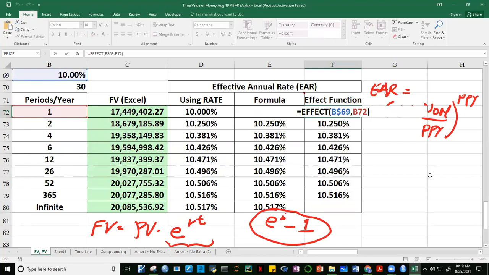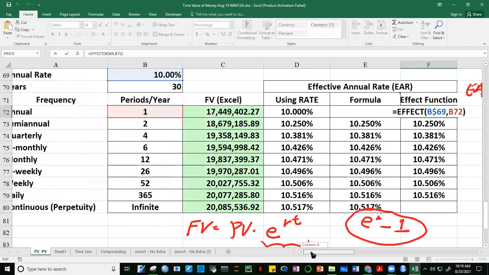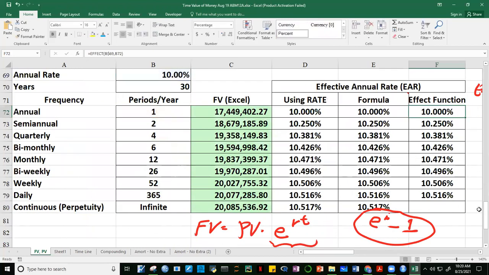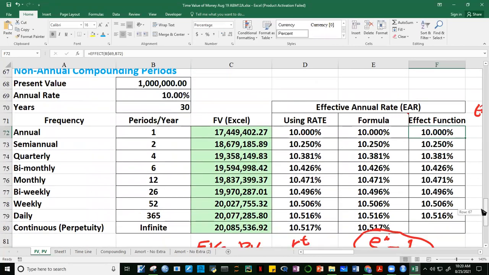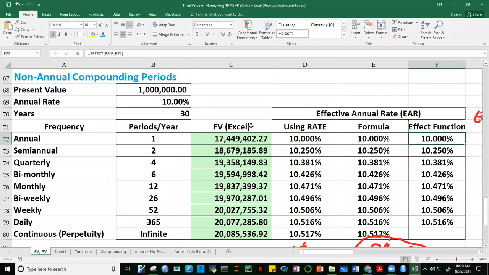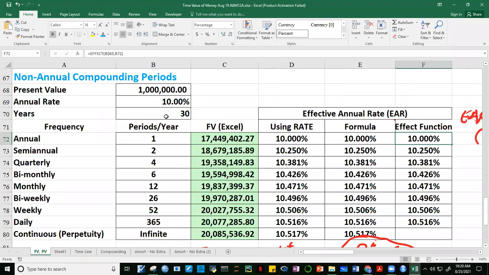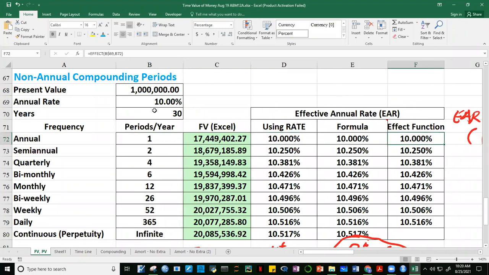Okay, so any questions guys on this? So what did we do here? Anong ginawa natin dito? Meron tayong present value ng 1 million. Gusto natin malaman kung how much it will be 30 years down the road using 10% nominal rate. And then we answered the question, what if the compounding was annual? Kung yung annual guys, pareho lang 10%. Kasi yun yung nominal. But if it's semi-annual, ibig sabihin twice a year yung compounding, the effective rate is 10.25%.